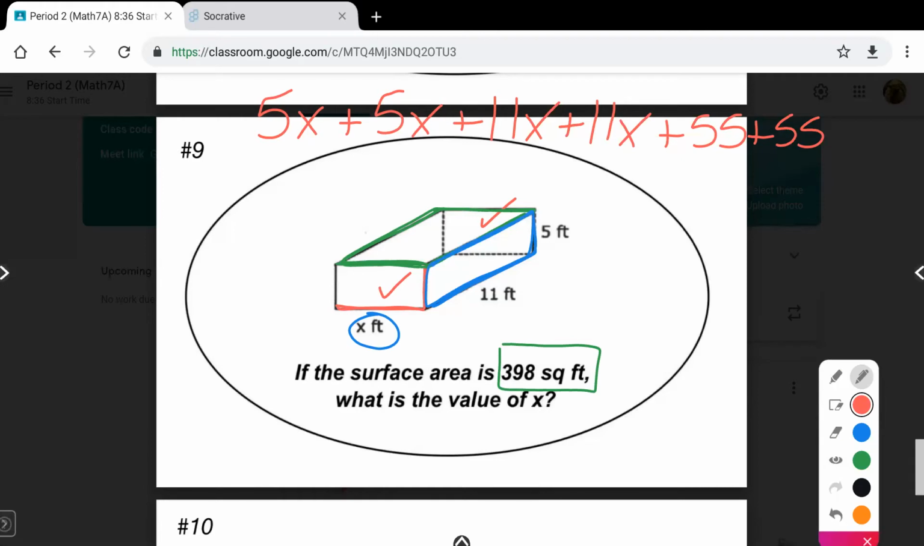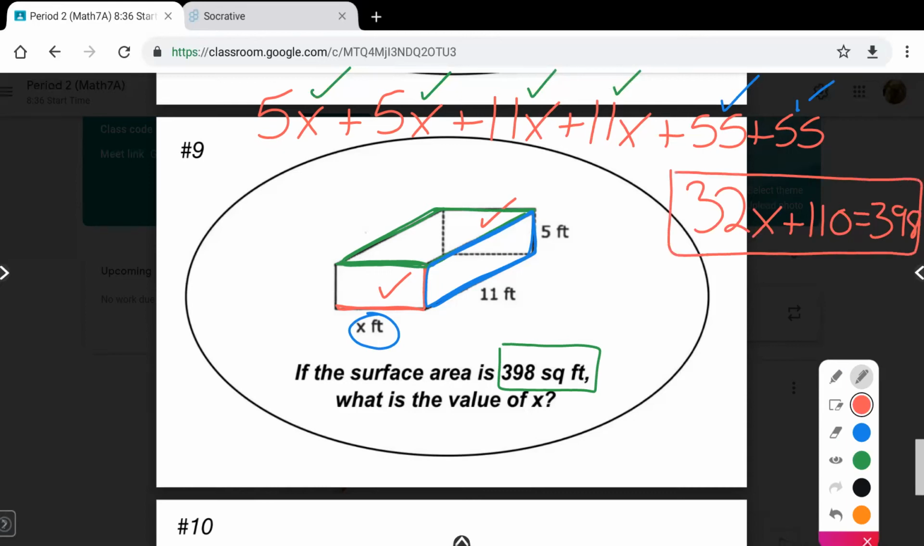Let's go through the x's. 5x here plus 5x here make 10x. And let's add it to 11, which makes 21 x's. And let's add 11 more to that, which makes 32x. So now I got 32 x's combined. Let's add up our numbers next. 55 and 55 add up to make 110. And what do we know it all equals? We know it all equals 398. Now look at this equation.